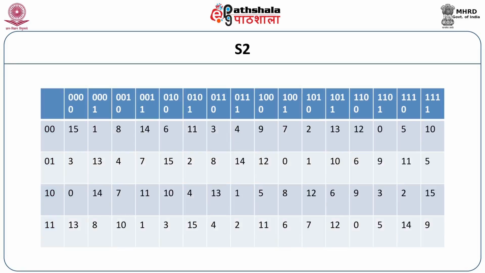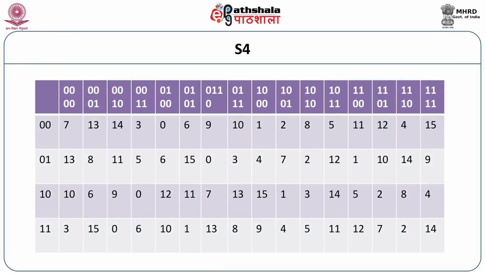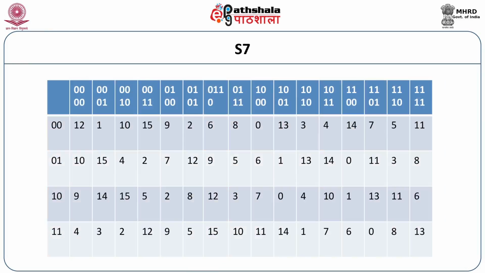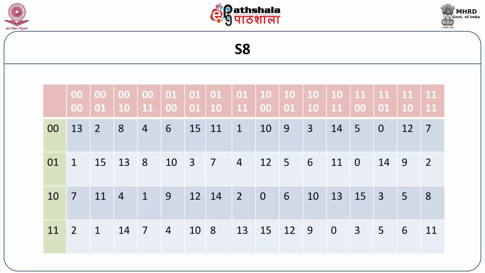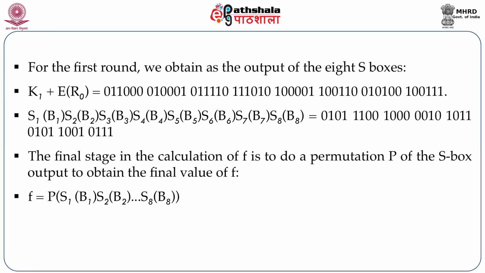In such a way, you can look at the S box S2, S3, S4, S5, S6, S7 and S8. Now, for the first round, we obtained the output of the 8 S boxes, and the final stage in the calculation of F is to do a permutation P of the S box output to obtain the final value of F. So whatever is the output of the S boxes, we need to again perform the permutation.